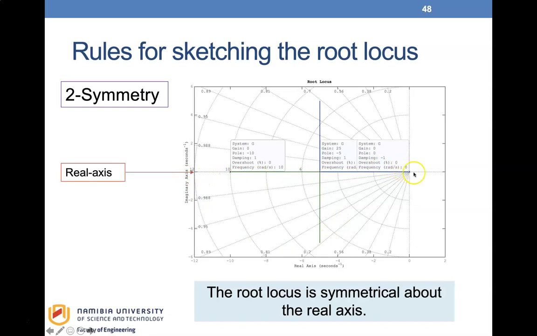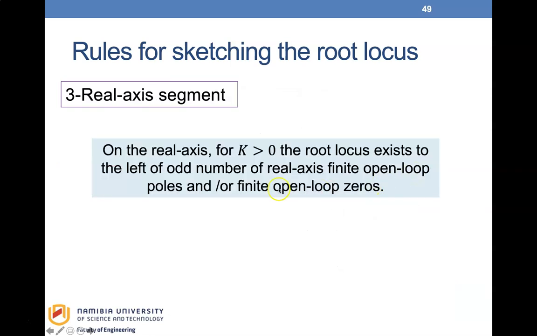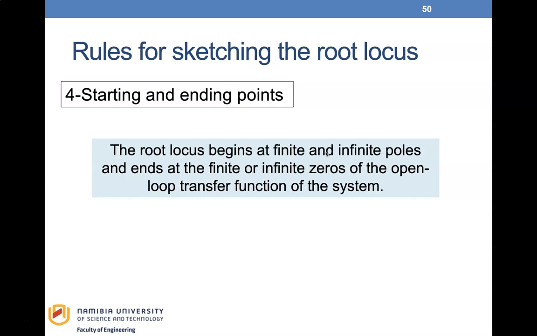The next rule is the real axis segment rule. This rule states on the real axis, for k greater than 0, the root locus exists to the left of an odd number of real axis finite open loop poles and or finite open loop zeros. The fourth rule provides the starting and the ending point of the root locus. The root locus begins at finite and infinite poles and ends at the finite or infinite zeros of the open loop transfer function of the system.